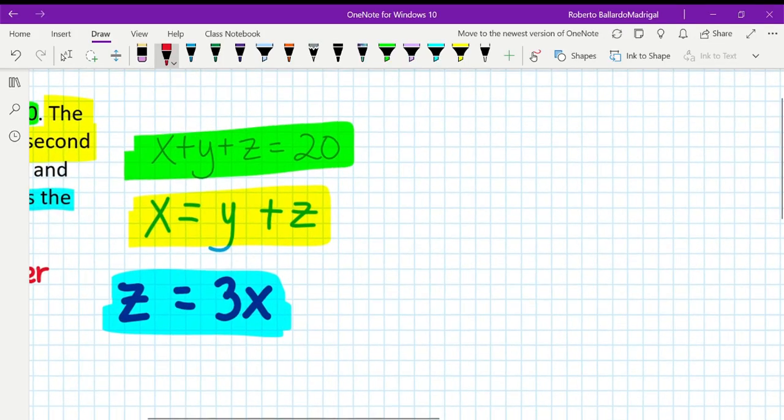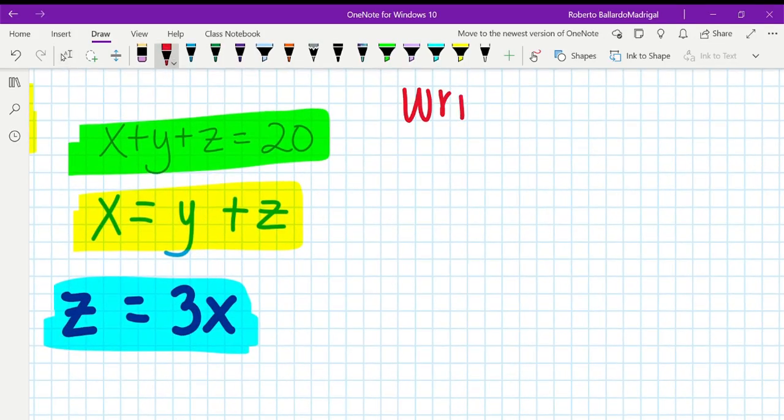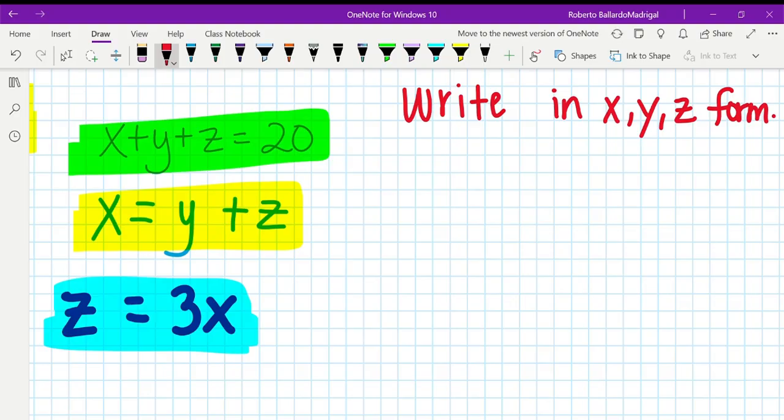So essentially what needs to happen is we need to write, I'll do it over here to the side, the equations in x, y, z form. So we're gonna mimic the structure of the first one. Notice how the first one is x, y, z. X plus y plus z equals 20. So what you want is all the variables on the same side so that you're able to eliminate. And so what that looks like is the following.